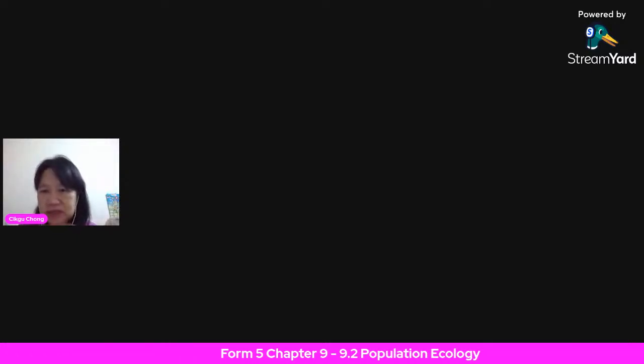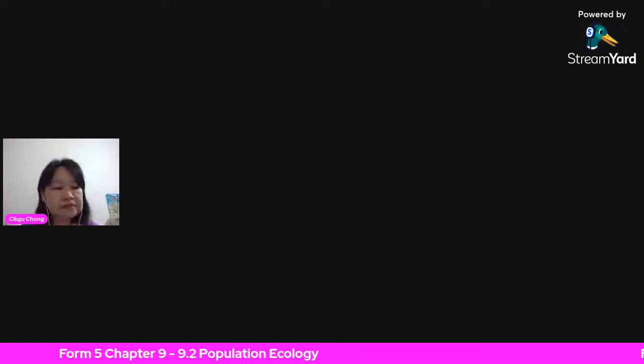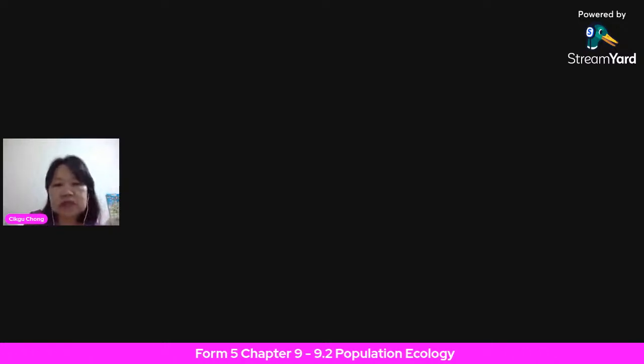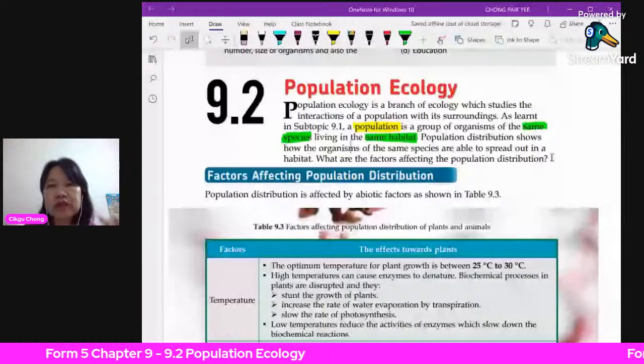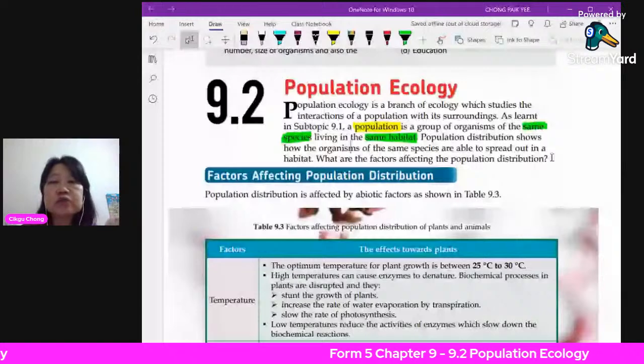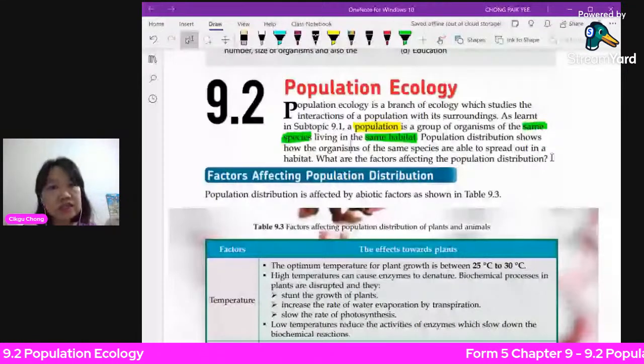Now, population ecology, as you learned earlier, the definition of population is a group of the same type of organism or species staying together in the same area. So what we need here is the word same species. When you talk about a population, you are referring to all the individuals of the same type. Like if I say the population of students in the school, that means you're counting the students only. If you're asking for the population of teachers in the school, they're only asking for the number of teachers in the school.